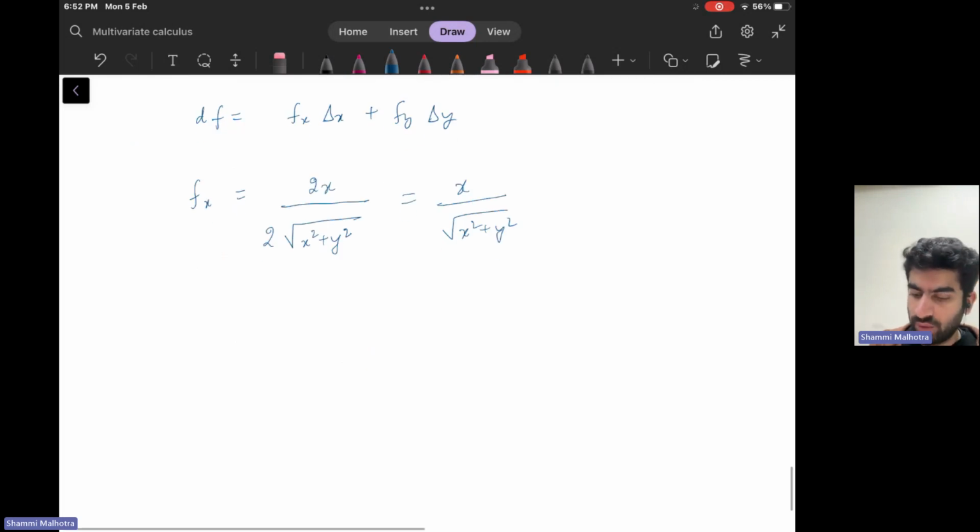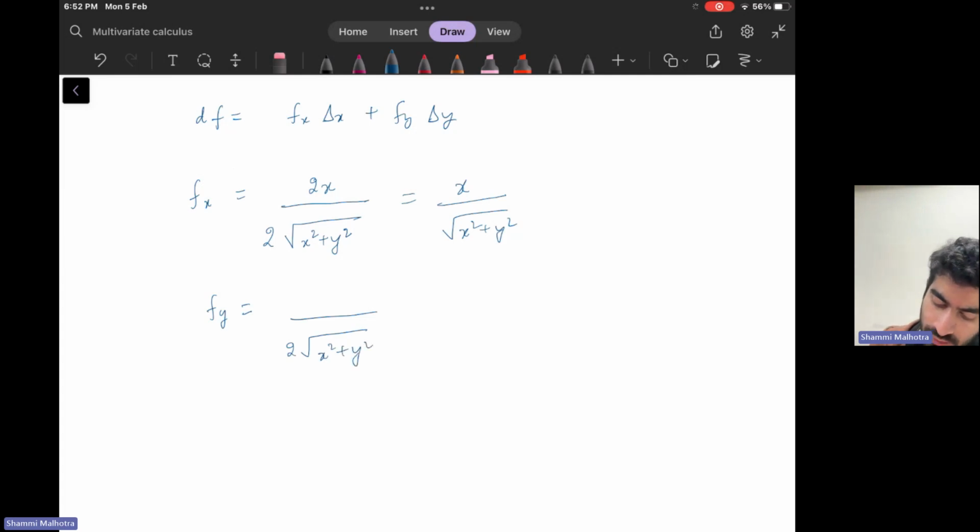And likewise, I can calculate the partial derivative with respect to y. Since there is a symmetry there, we can expect the same form with the variables interchanged: 1 upon 2 times the square root of x square plus y square, into 2y. So this would be y divided by the square root of x square plus y square.